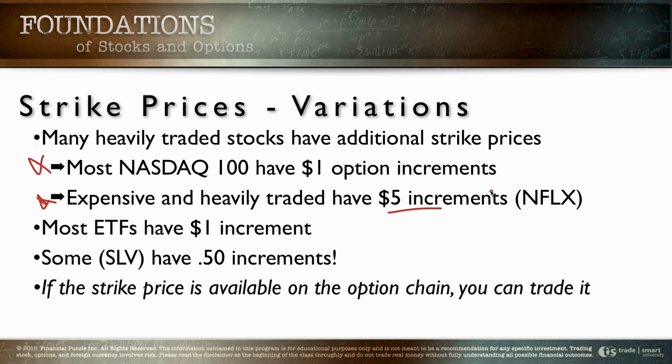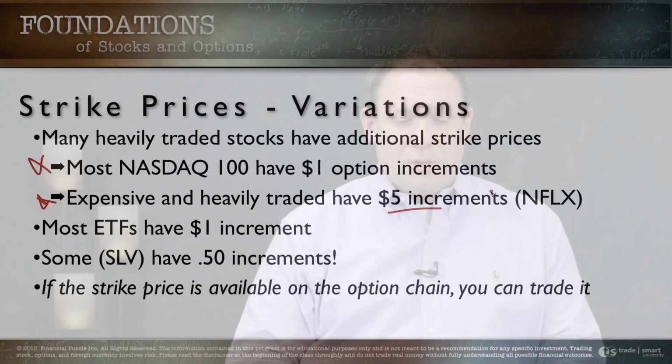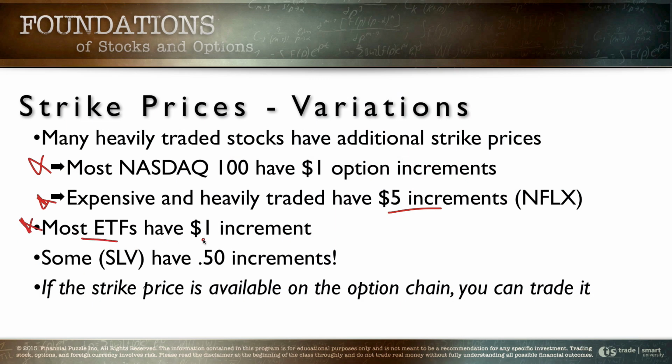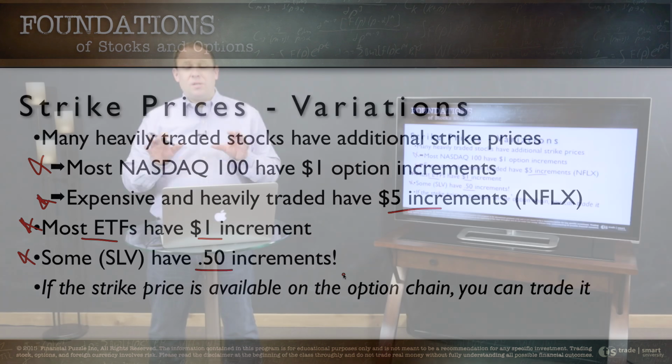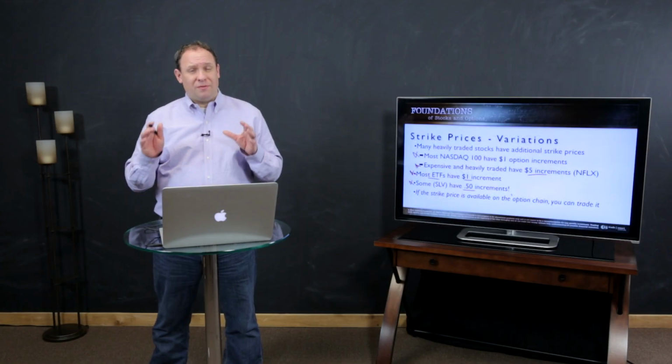You can still trade them. They're just not the standard 2.50, 5, and 10. You're also going to find that most exchange traded funds have $1 increments for their strike prices. And then you're going to have some that actually have 50-cent increments. For example, with silver, you can have 50-cent increments for your strike prices. Some even more expensive ones like the Spiders, you'll find 50-cent strike prices on the weekly options for those. So it's not a matter of what you have to trade, it's a matter of what's available.